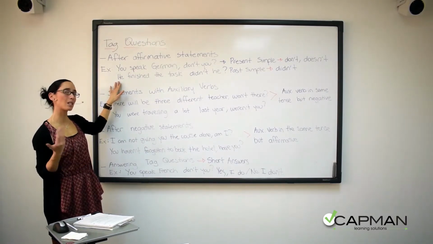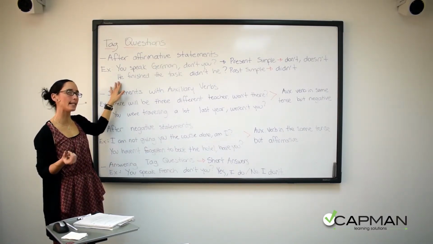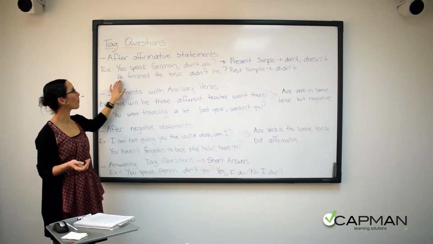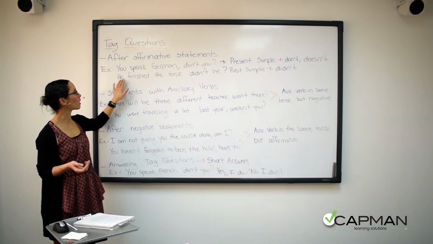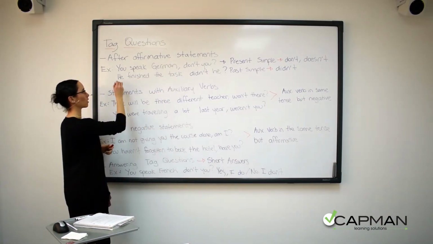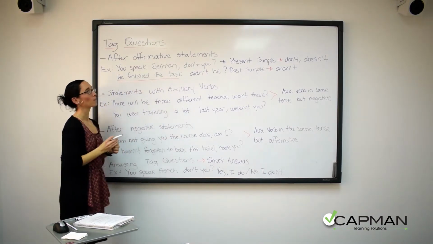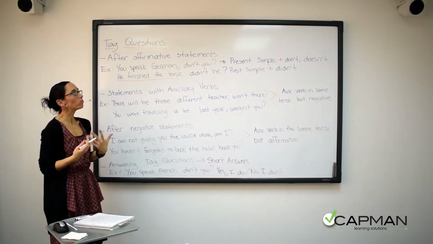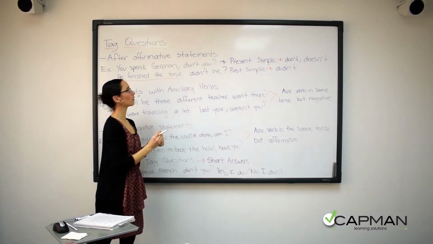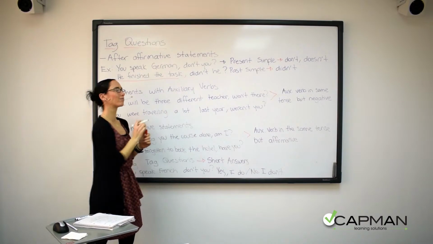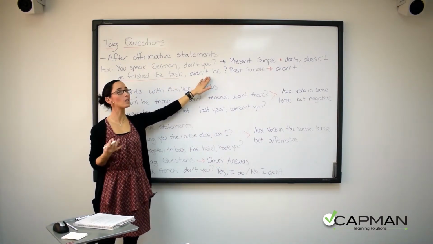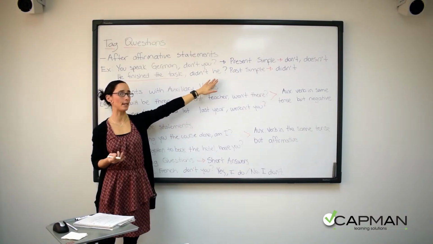With past simple, we use didn't. How would this be? For example, I have my affirmative statement. He finished the task. That would be my affirmative statement. Then, how do I add my tag question? By simply adding didn't he? We added, forgot the comma. He finished the task, didn't he? So for past simple, we add didn't.